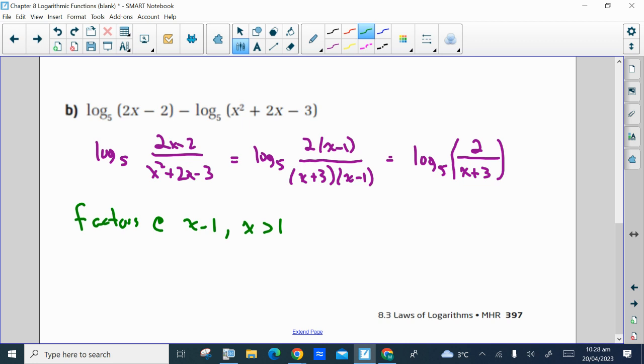Can't have that. But we also have factors on the bottom of x plus 3, which means x has to be greater than negative 3. And then a third factor on the bottom is our x minus 1, which you've already addressed above. X has to be greater than 1. So we've got two conflicting statements here. We need to pick the one that satisfies them all, which will be that x is greater than 1. All numbers greater than 1 are also greater than negative 3. So there's the restrictions for that statement.